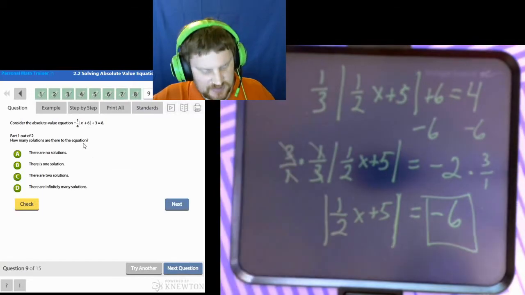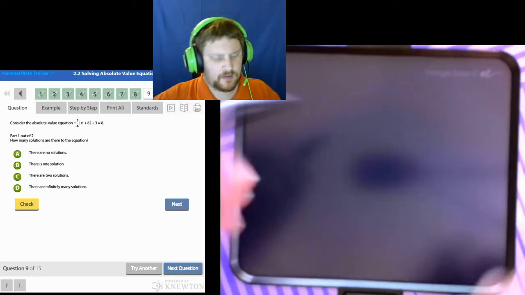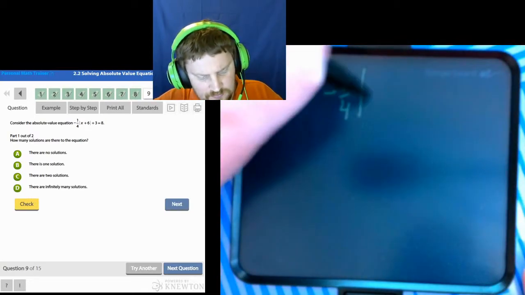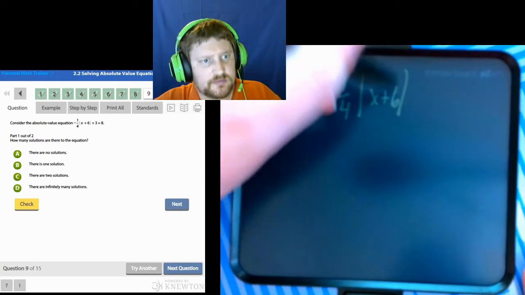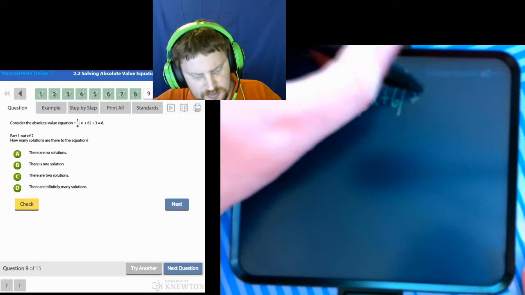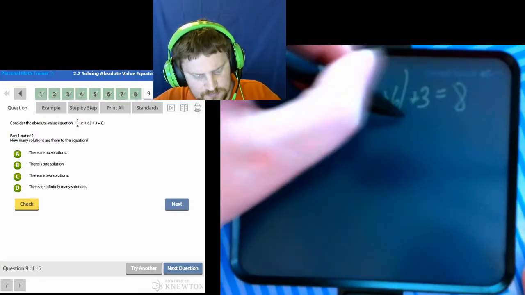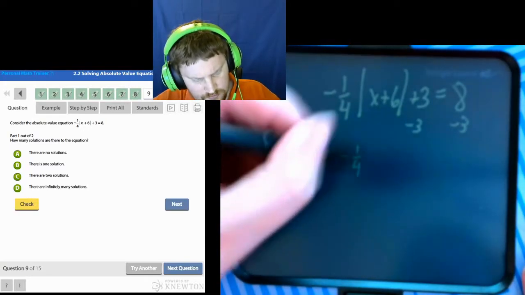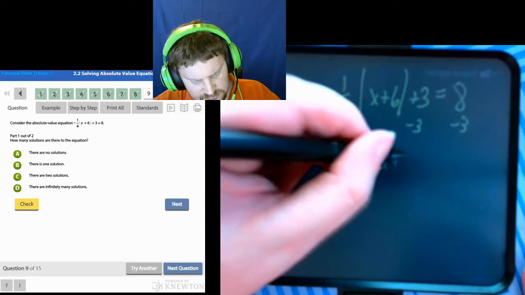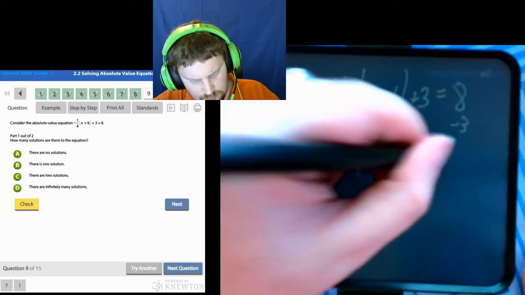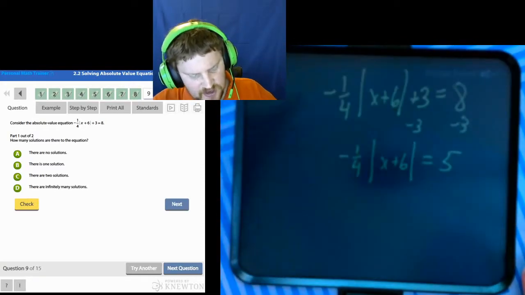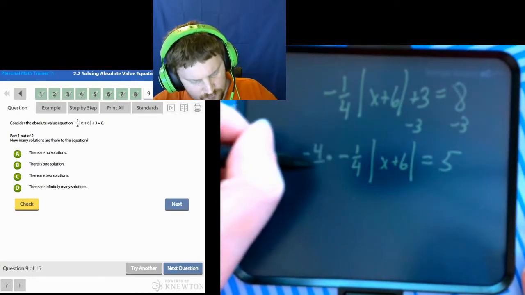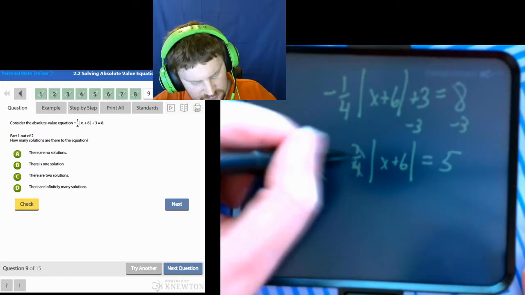Alright, once again, same basic question. -1/4 absolute value of x plus 6 plus 3 equals 8. Subtract 3, subtract 3, -1/4 absolute value of x plus 6 equals 5. 8 minus 3 is 5. Reciprocal of -1/4 is -4/1. Cancel, cancel.